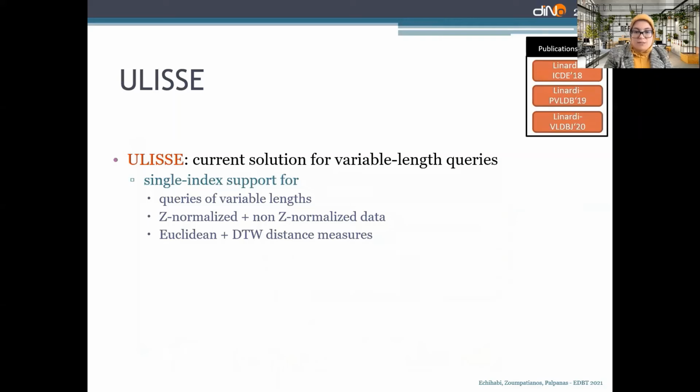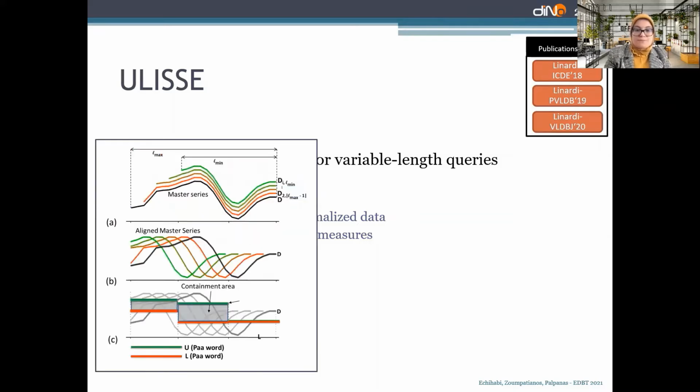Ulysses is another index based on iSAX summarization. It is in fact a single index that can support variable length similarity search queries for a wide range of lengths, ranging from a few hundred to a few thousand. The idea of Ulysses is that it indexes many subsequences of a series.